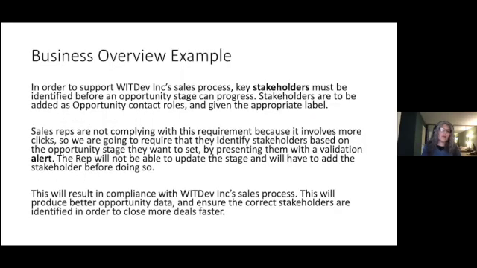So here's an example of a very simplified business overview. In order to support WitDev Inc.'s sales process, key stakeholders must be identified before an opportunity stage can progress. Stakeholders are to be added as opportunity contact roles and given the appropriate label. Sales reps are not complying with this requirement because it involves more clicks. Oh no! So we're going to require that they identify stakeholders based on the opportunity stage they want to set by presenting them with a validation alert. The rep will not be able to update the stage and will have to add the stakeholders before doing so. This will result in compliance with WitDev Inc.'s sales process. This will produce better opportunity data and ensure correct stakeholders are identified in order to close more deals faster.